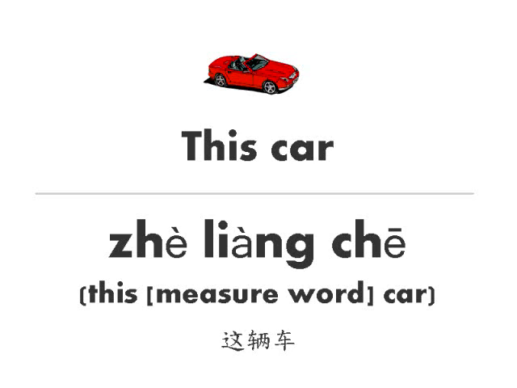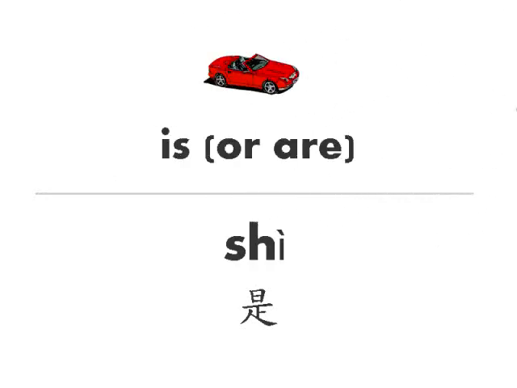This car, 这辆车. Again, 这辆车. And the verb meaning is or are, 是.